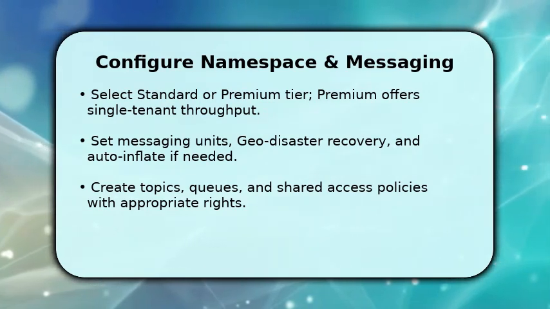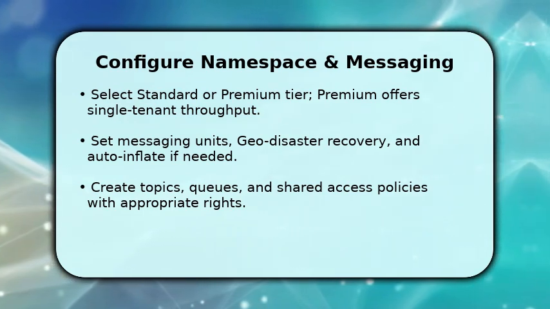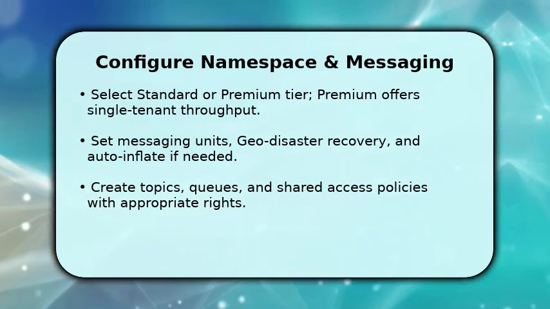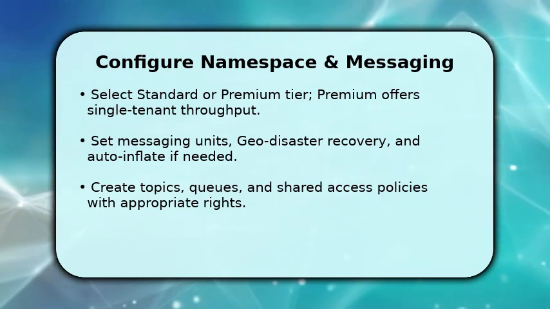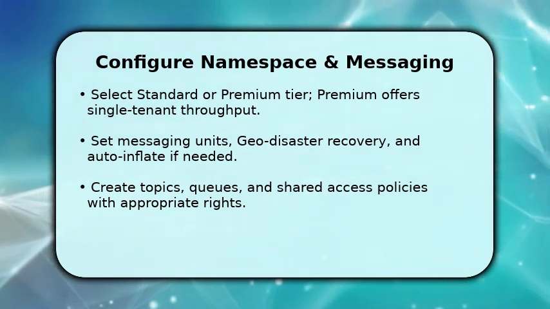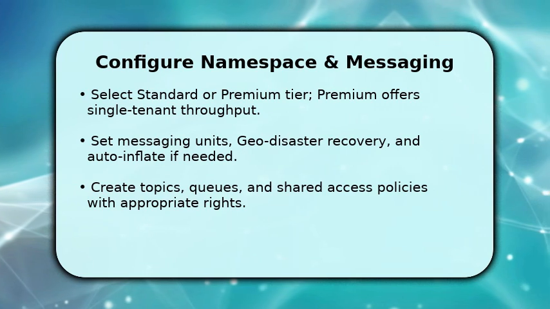Choose standard for common workloads or premium for isolated throughput and predictable latency. If you expect variable load, enable auto-inflate so throughput scales automatically. Define queues and topics next. Think about partitioning for scale and session support for ordered processing.